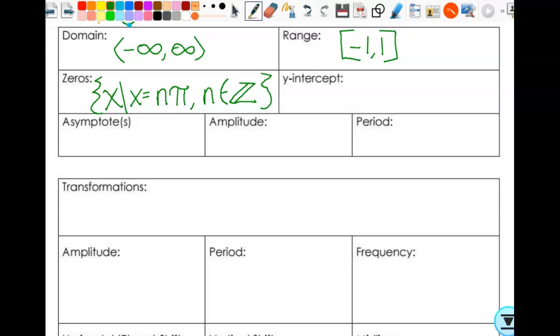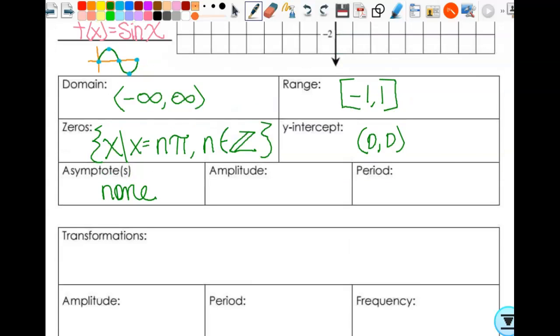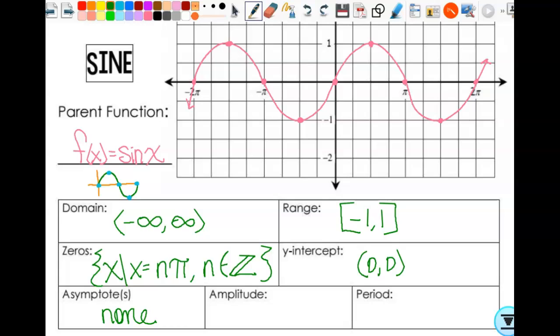Do we have a y-intercept? Yes. What is it? 0, 0. Do we have any asymptotes? No. No asymptotes. Okay, amplitude. Amplitude is a new word. It's not that big of a deal. For the parent function, it is the distance between the x-axis and the maximum or minimum points. So it's just 1. If I don't have any kind of stretch or compression, my amplitude is just 1. That's your generic amplitude there.